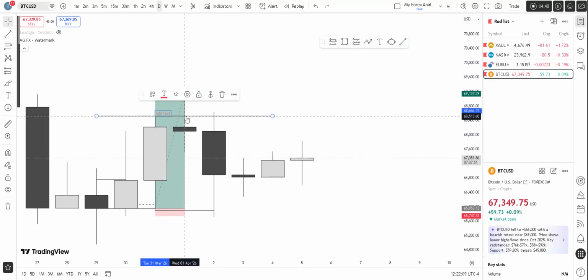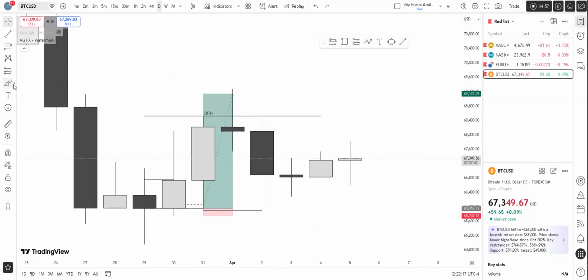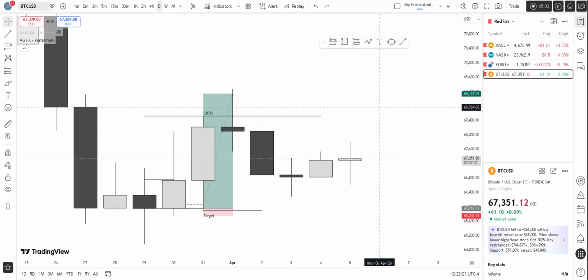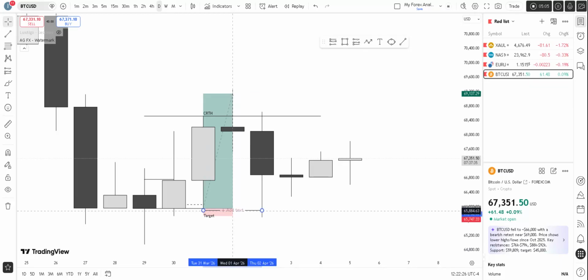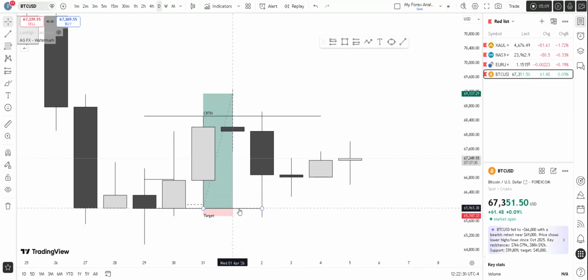So let me call this the CRT low. So that's our CRT low. So here will be what our CRT does. But let me just mark our target, because that's where we're expecting price to come and sweep.